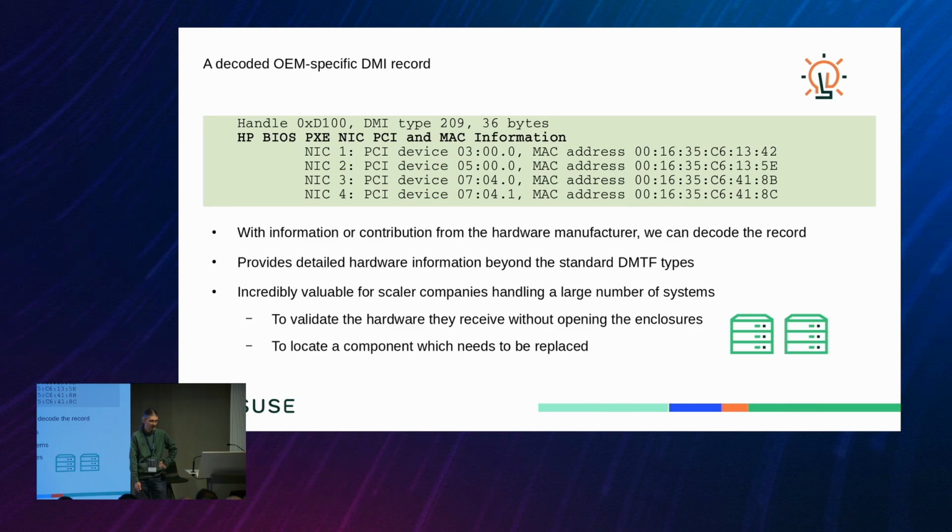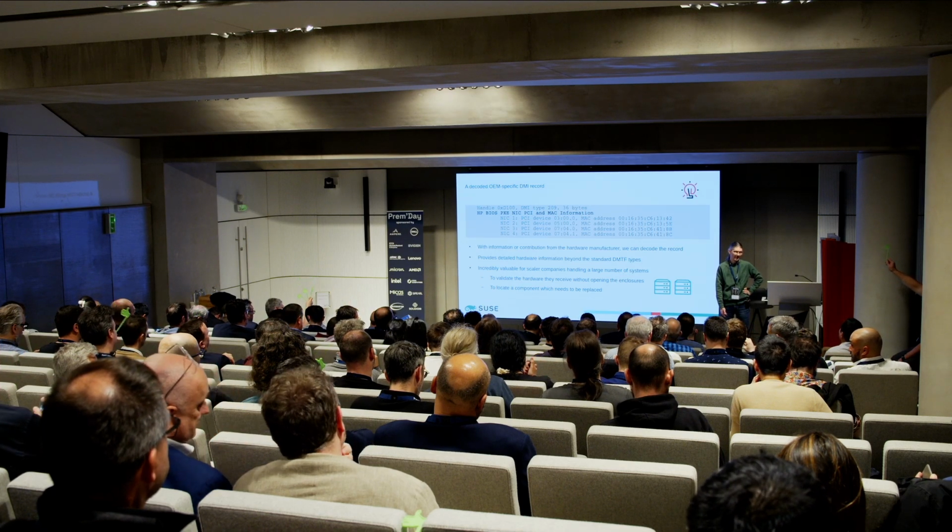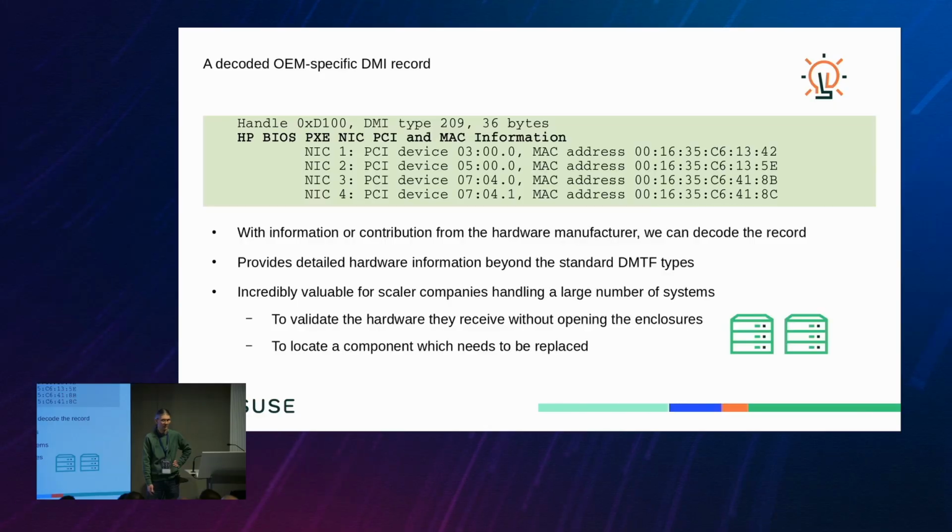They can use the information for hardware validation. When they receive the hardware, they can check that it really corresponds to what they asked for. Not only the hardware pieces, but how the hardware is configured, how everything links together. This can also be very useful if you need to replace a defective component and you have to spot where that component is. This information can be really useful to quickly locate the piece of hardware which is to be replaced.